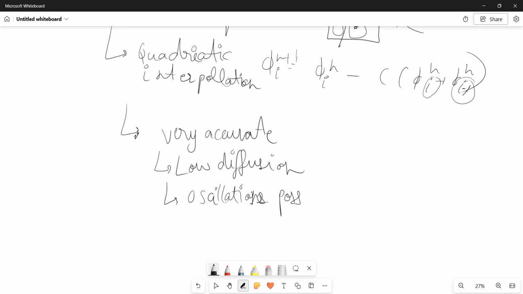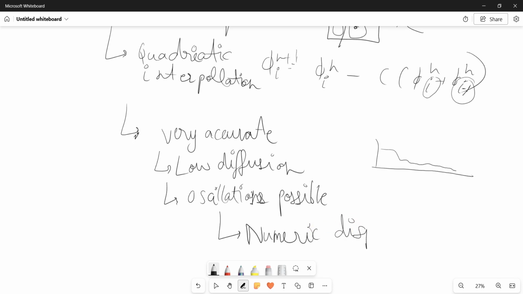I won't go much into detail about this, but in brief, in numerical diffusion, you knew that the value is going down, right, like this. What happens in oscillation is just the opposite. So it's numerical dispersion. Now your values just keep going up, down, up, down, up, down. That is possible in this QUICK method, is what we are saying. So yeah, that is the QUICK method.